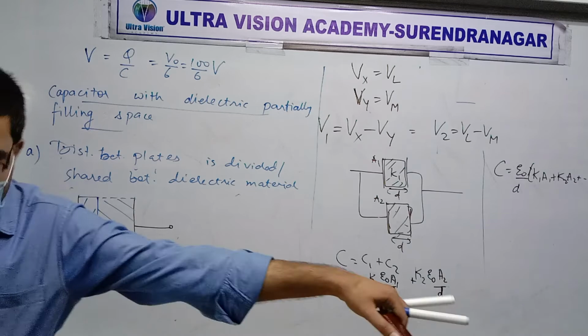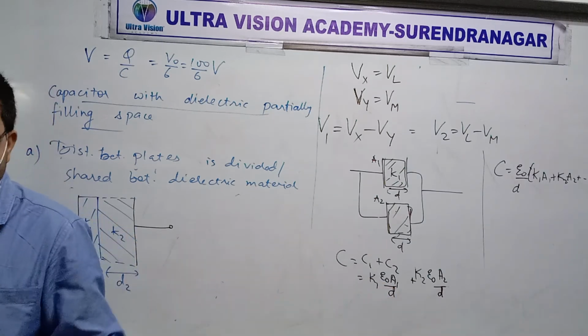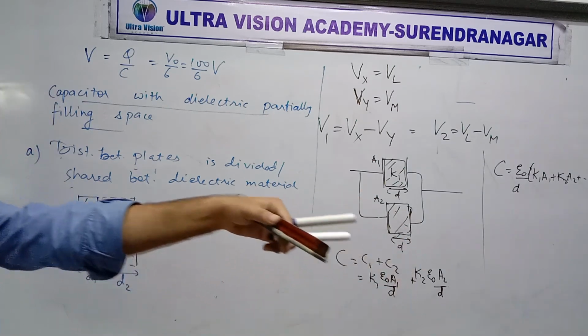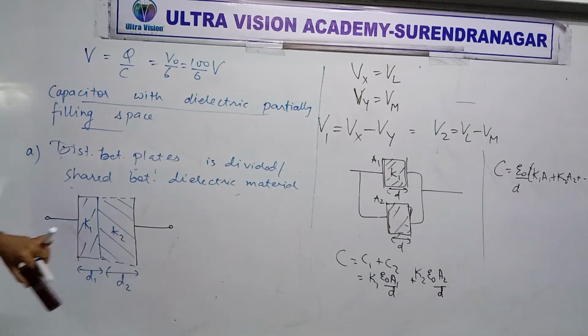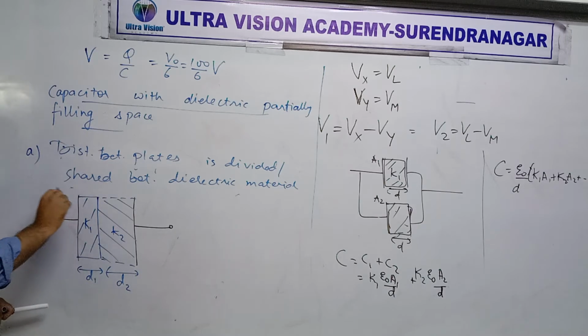But then it will not go all the way till distance D. So it will be D1 and then next would be D2. Got it? So the diagram is like this. So area is A for both of them. Clear? Area is going to be A for both of them. The plate here is a rectangle.